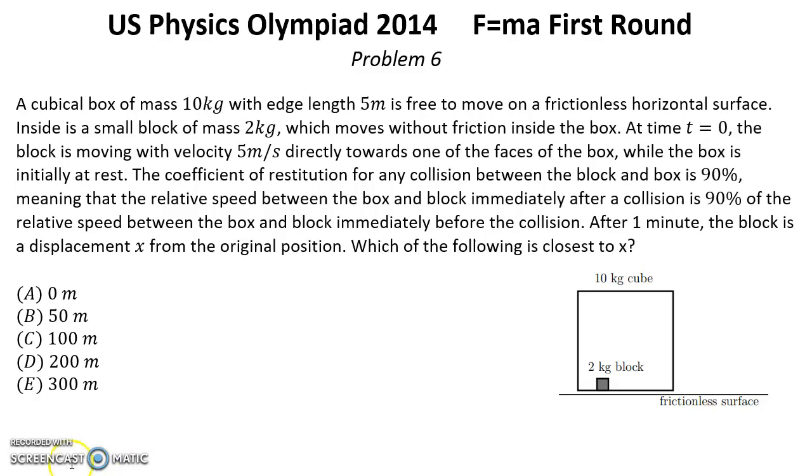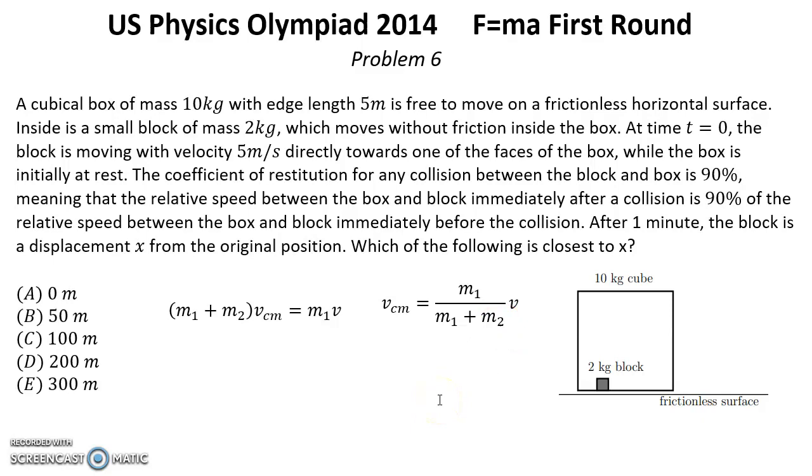Solution. Here we can use momentum conservation because we have no friction. It means that we can calculate the speed of the center of mass of this system. This is the formula for momentum conservation, and the speed of the center of mass equals this expression.